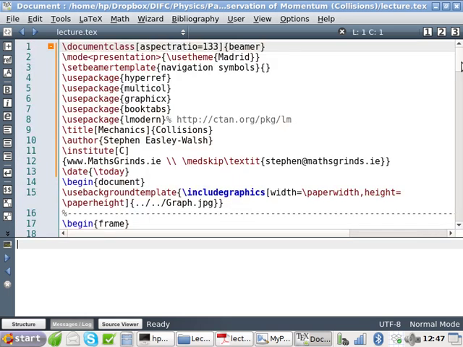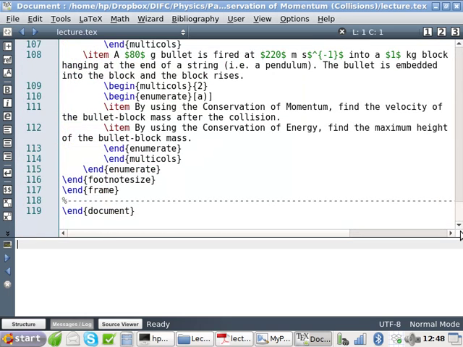I'll just double check here. Find the velocity of the bullet block mass after the collision.